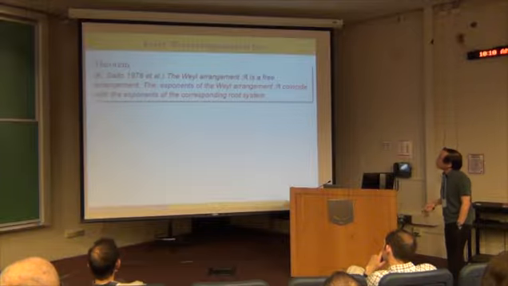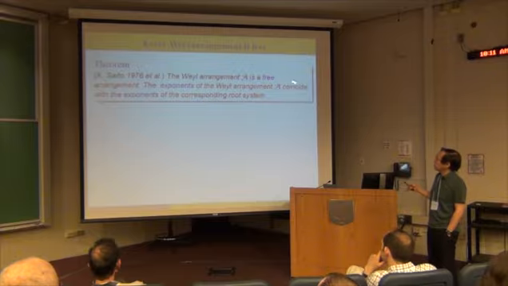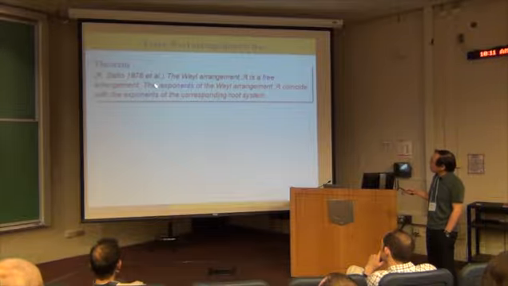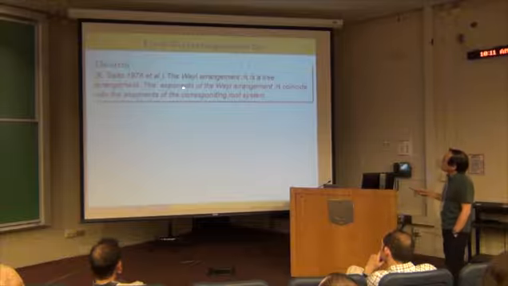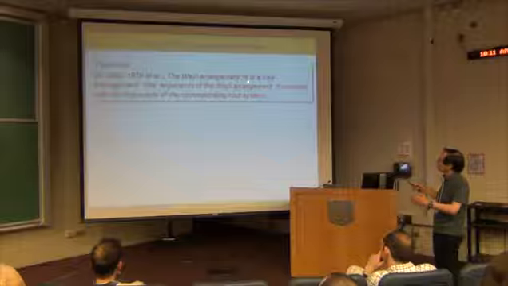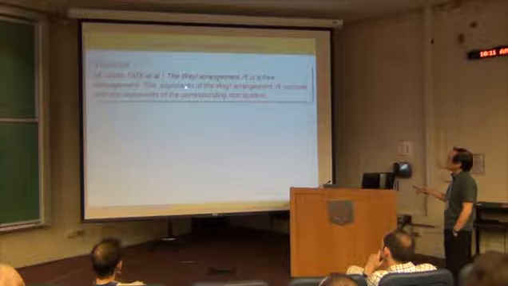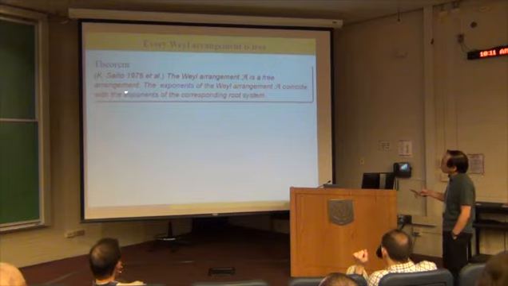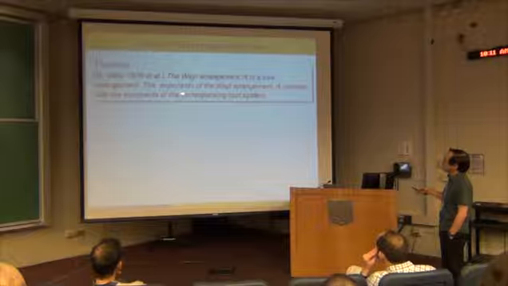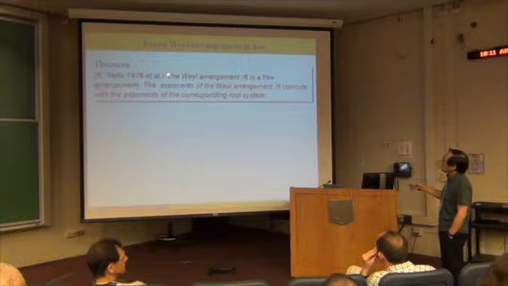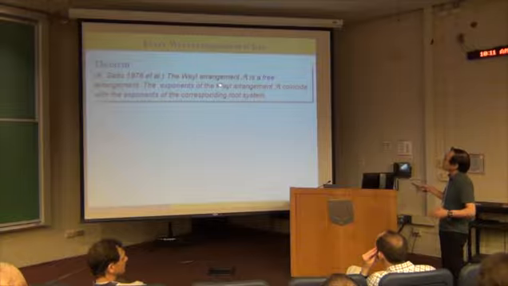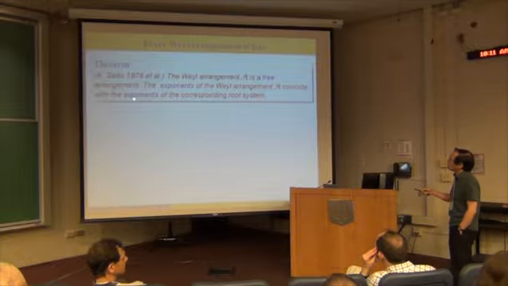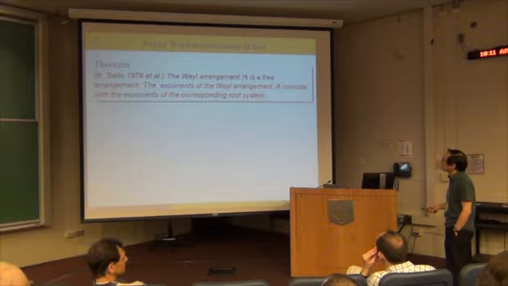And this is a kind of classical theorem. At least by 1976, Kyoji Saito knew this theorem already: the total Weyl arrangement, not the ideal subarrangement, is a free arrangement, and the exponents of a Weyl arrangement coincide with the exponents of the corresponding root system. The exponents of the root system are very well known, and this theorem says that the new exponents defined using the concept of free arrangement coincide with the old, traditional exponents of the system.